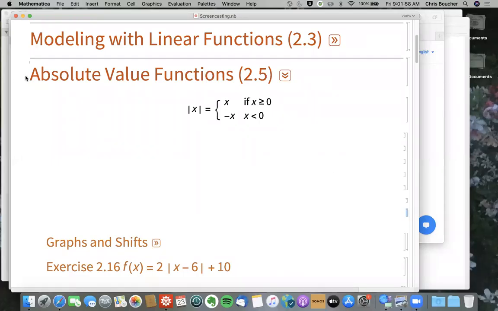This is a short video about absolute value functions. We'll also talk a little bit about power functions and polynomials.